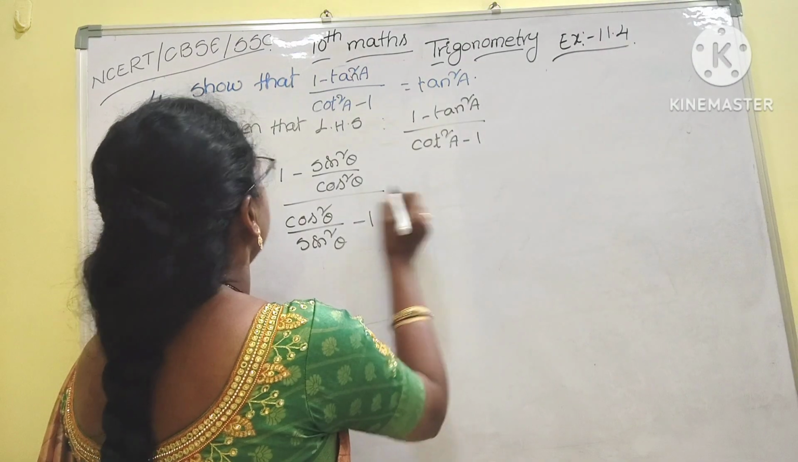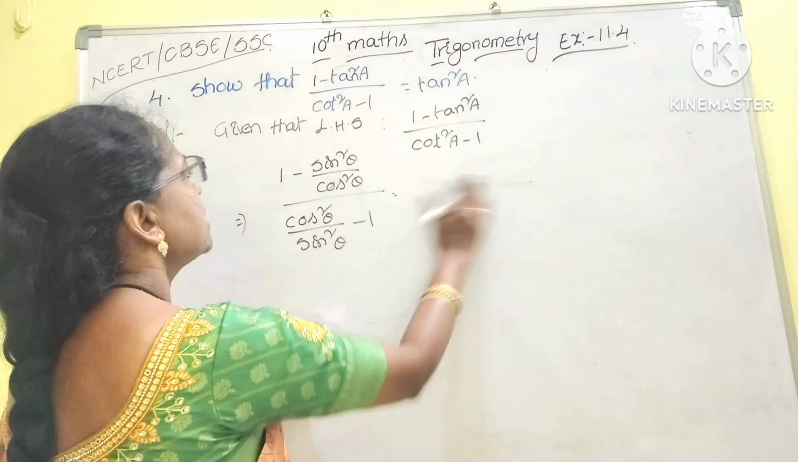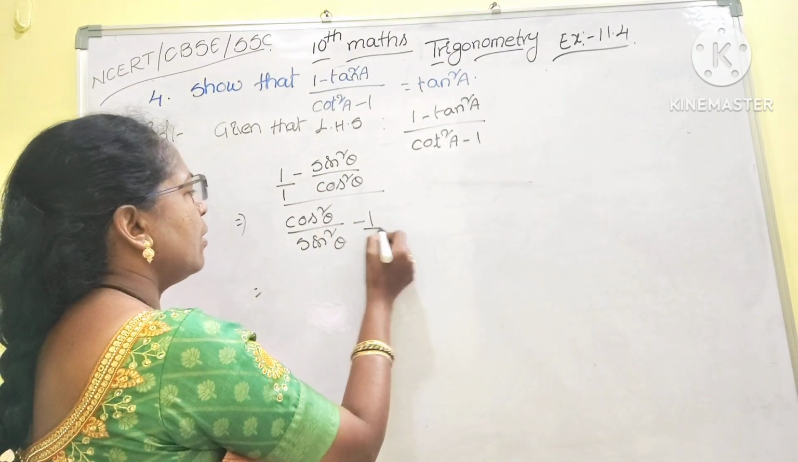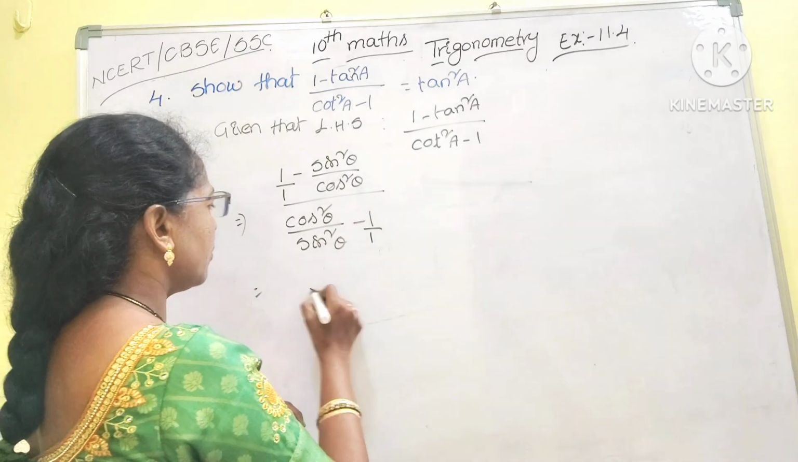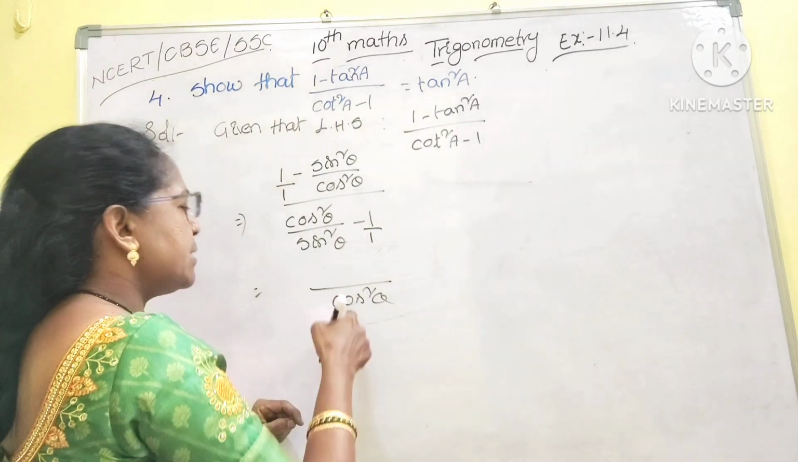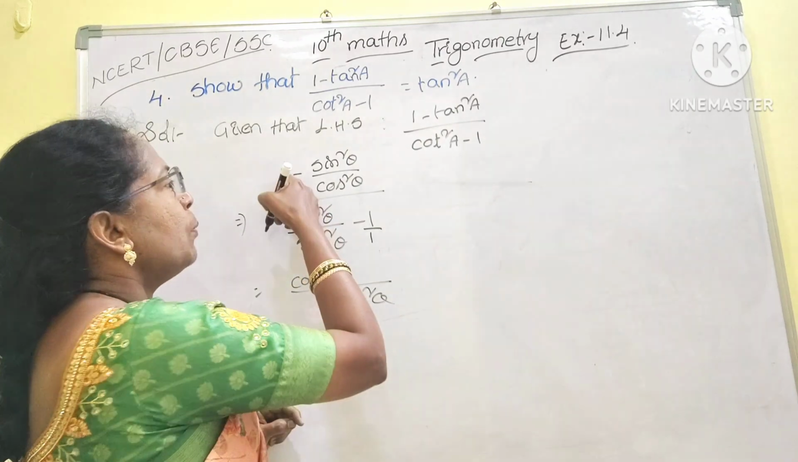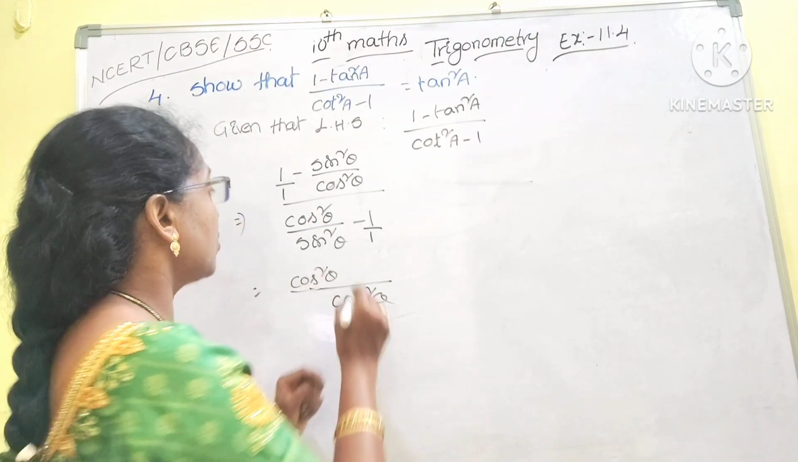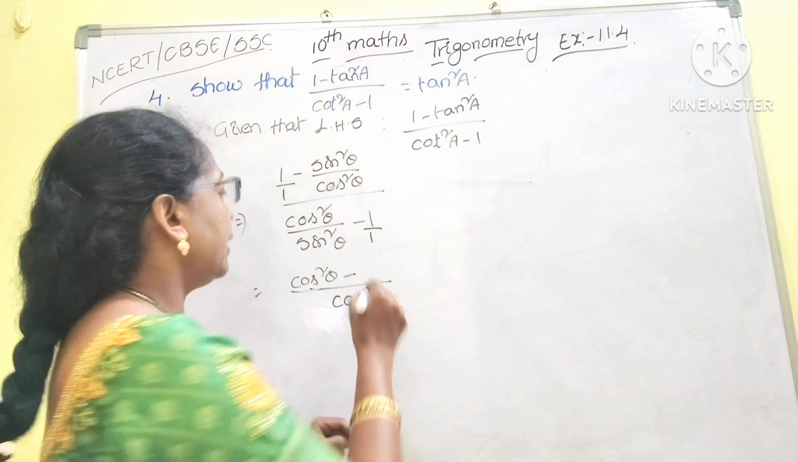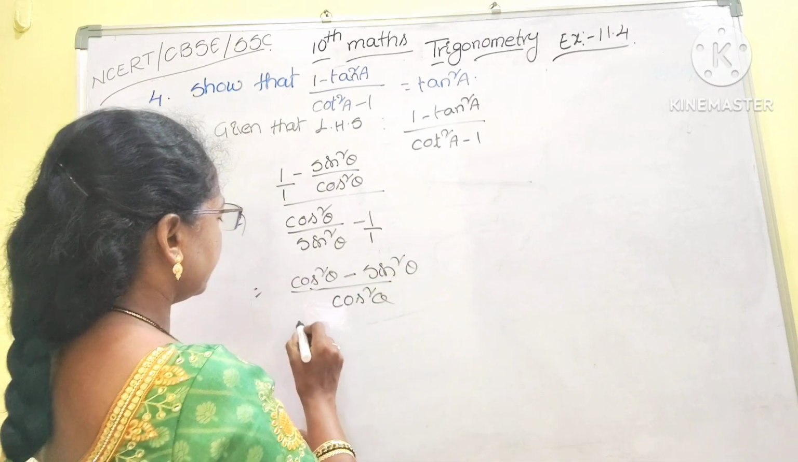Now find the LCM here. 1 minus sin square theta by cos square theta. Here 1 is nothing but 1 by 1. The denominator term is cos square theta. Simply write that LCM value, cos square theta, because in the numerator also 1 is there. Directly write cos square theta, minus, here cos square theta and cos square theta equals 1, 1 into sin square theta is sin square theta.